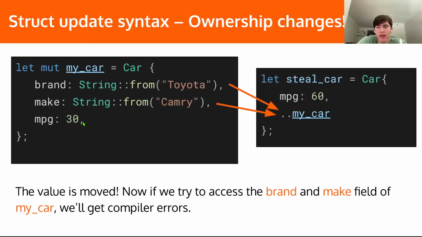There is one caveat to this though. Since Rust has borrowing and ownership, doing this is essentially changing the ownership of the my car struct. So you can no longer access my car, or at least the brand and make fields, since they've been moved to steal car. So since your car has been stolen. If you want to just copy them, then you can do the fields individually or you can clone a struct.